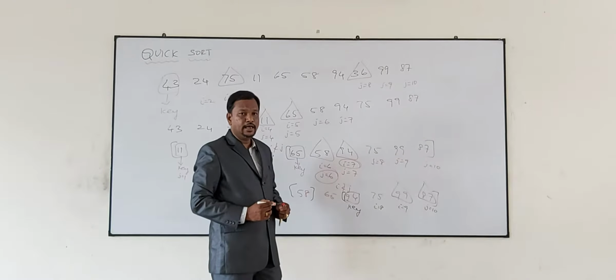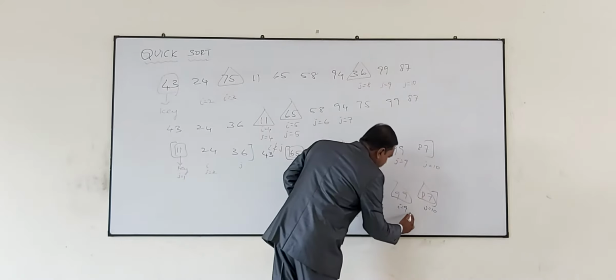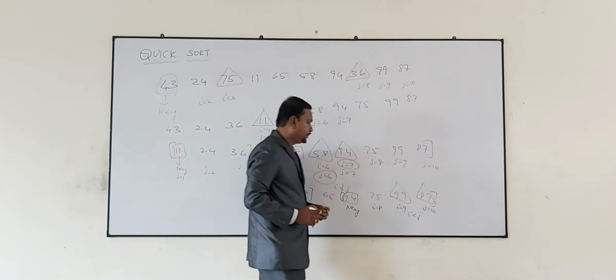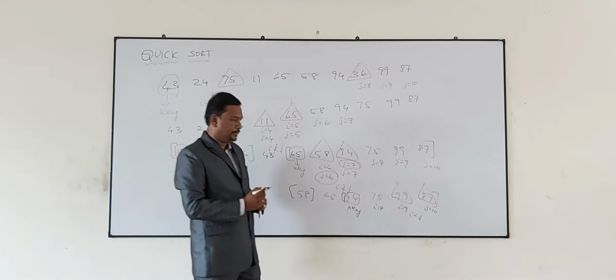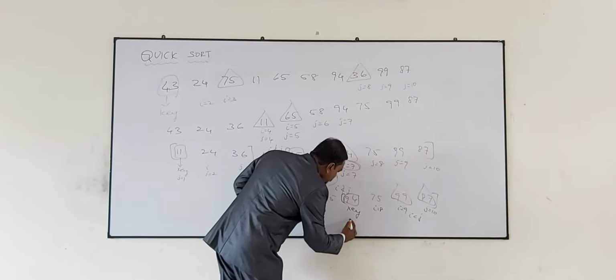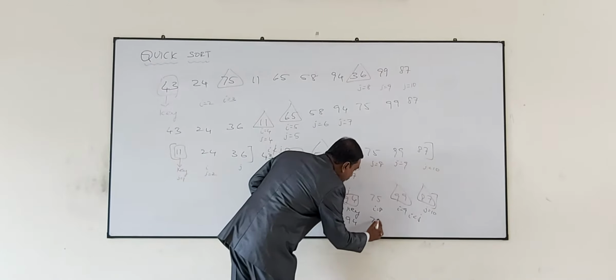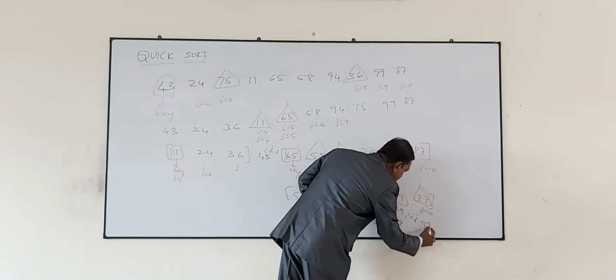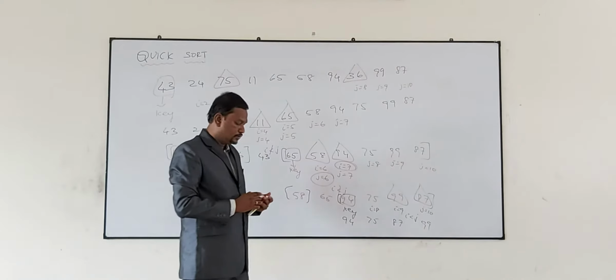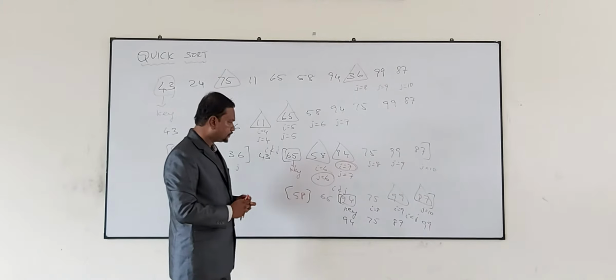Now we compare the ith and jth question. I is less than j. So our rule is true. So we will interchange these two elements. So now we will get the 94, 75, 87 and 99. So that we will do the same process.